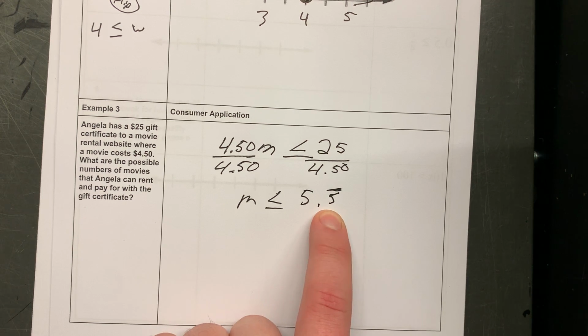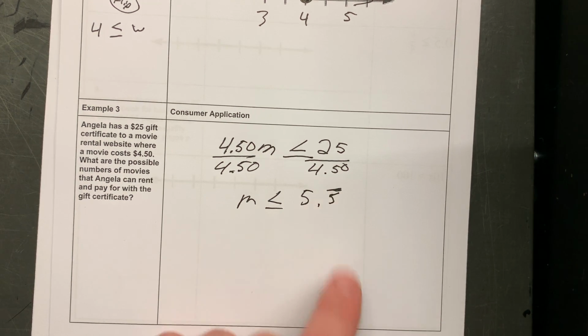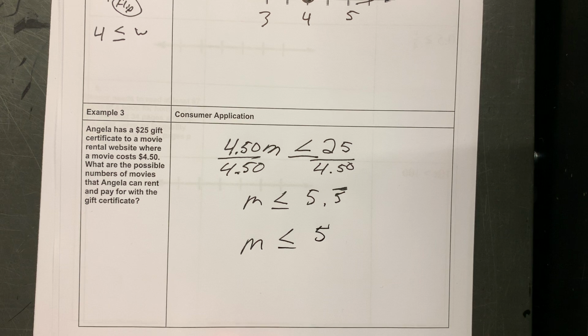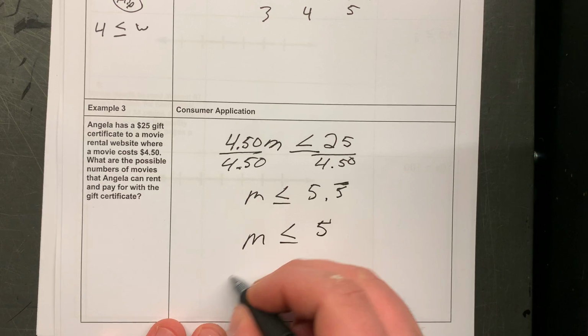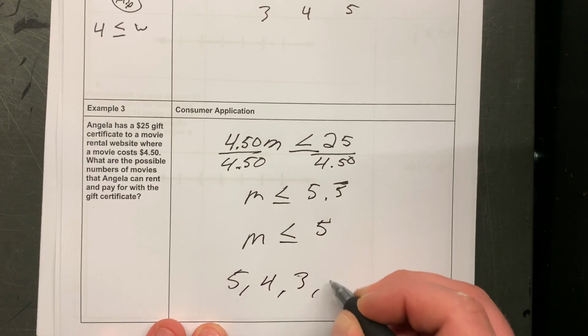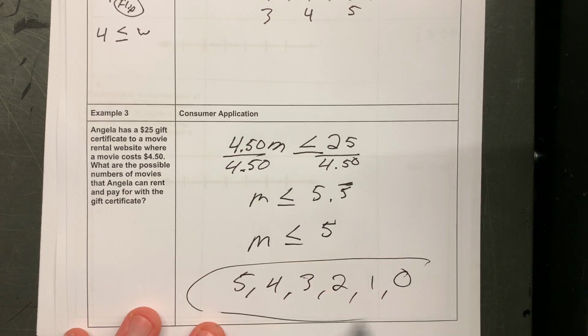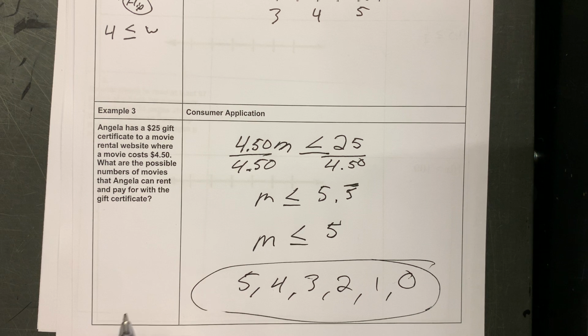Now, when Angela is renting a movie, she's not going to rent out half of a movie. The website's not going to allow her to rent half of a movie. It's not going to allow her to rent a quarter of a movie or anything like that. So we can say that M has to be less than or equal to 5 if we want to be a little bit more precise. So the number of movies that she can rent total are 5, 4, 3, 2, 1, or 0 movies. These are the different number of movies that she can rent total with that gift certificate. She can't rent a half of a movie. It just doesn't work that way. It's just like you can't buy half of a banana at a store.